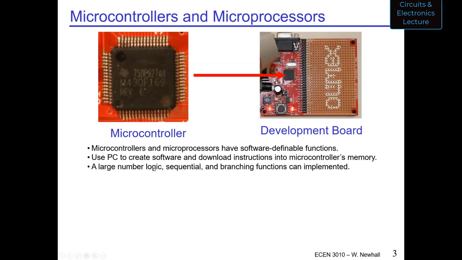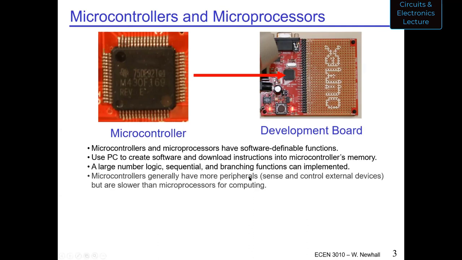Logic we talked about: you can make decisions just like we did with Boolean logic, except in software. I just talked about sequential logic. You could implement counters in software. Branching functions are like if statements in MATLAB. So you can implement those in microcontrollers and obviously microprocessors.